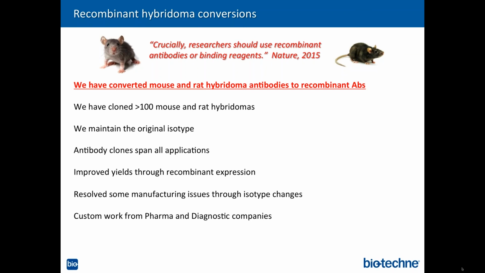During this process, we actually improved yields through the recombinant expression system that we have established, and at the same time we were able to resolve some of our manufacturing issues on some more difficult clones, and I'll show you one example. In this case, we had to go through an isotype change, and again, I'm going to show you one example for that. And by now, we've even done some custom work for our pharma or diagnostic partners.